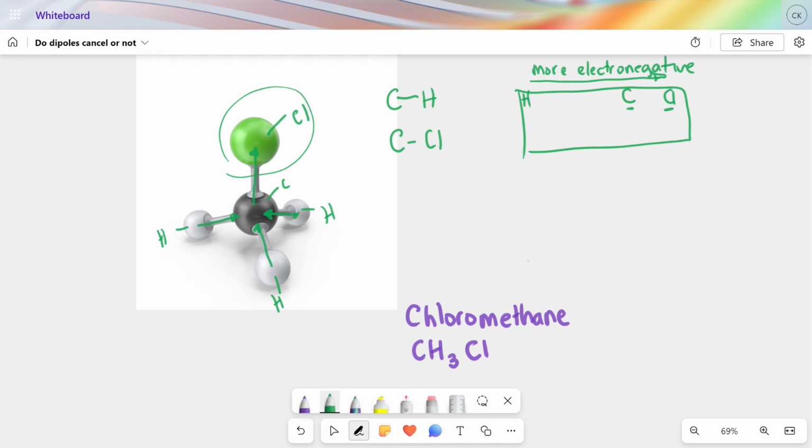It could be that you've got 2 chlorines. They'd still be different than 2 hydrogens. And so because they are different and the electronegativity is different for each of them, they are not symmetrical. Okay?